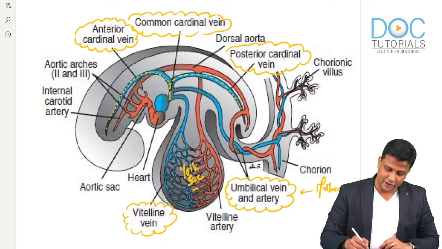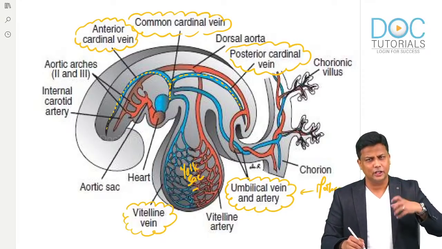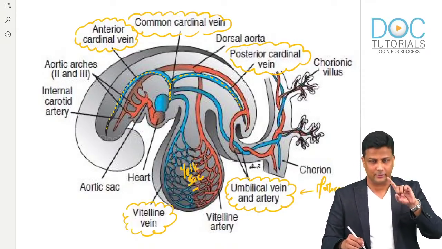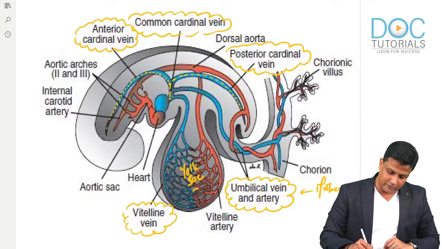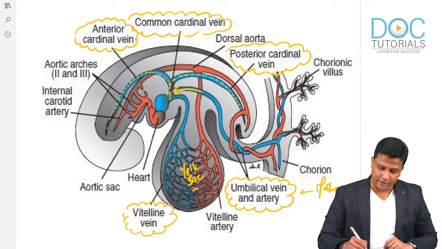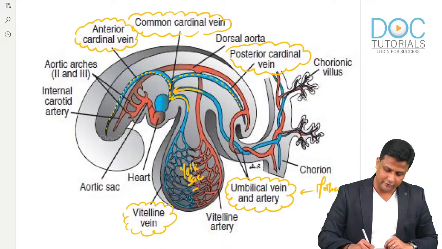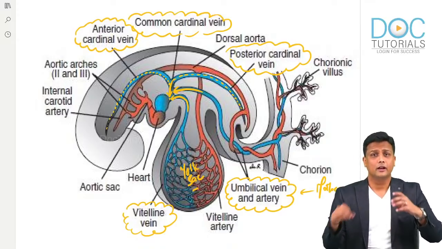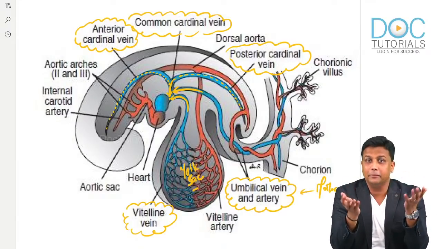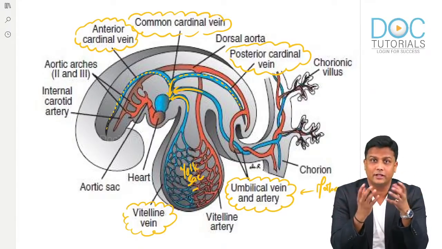I repeat once more, during development there will be 3 sets of veins. Number 1, the umbilical vein brings the blood from the mother. Number 2, the vitelline vein brings the blood from the yolk sac. And finally the common cardinal vein, which is the one collecting the blood from the entire body wall of the embryo.